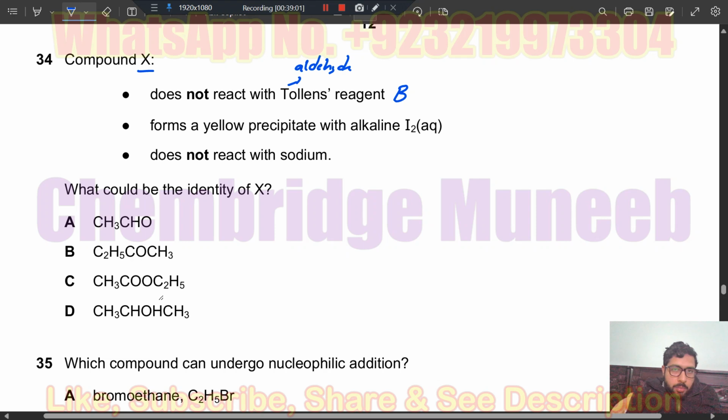And which other compound? We have C. C is the ester. C cannot give this Tollens' reagent test. So C is also such a compound. And then the alcohol in option D cannot also give the reaction. We should have the aldehyde for this test. Now the point B says it forms a yellow precipitate with alkaline I2. Okay, now which compounds are there which can form a yellow precipitate? It is A, the ethanol.